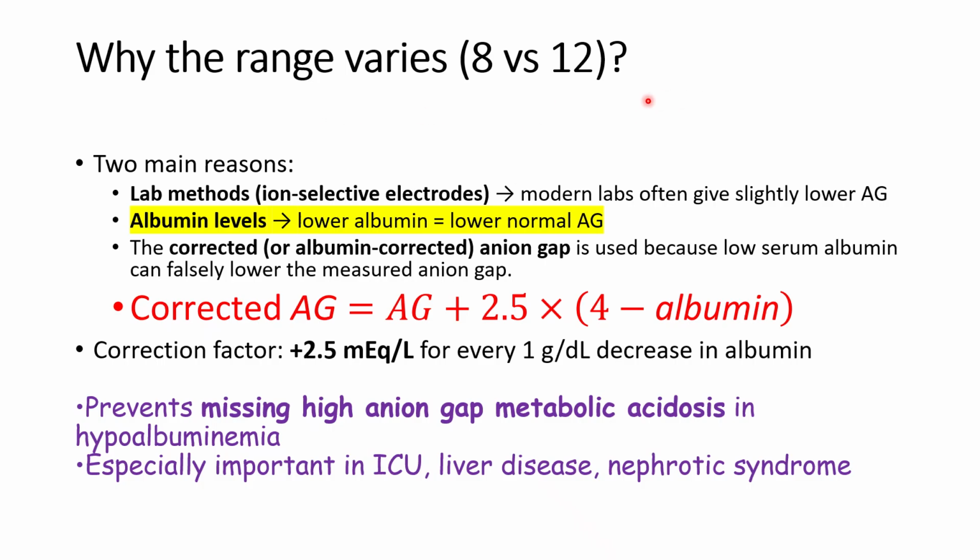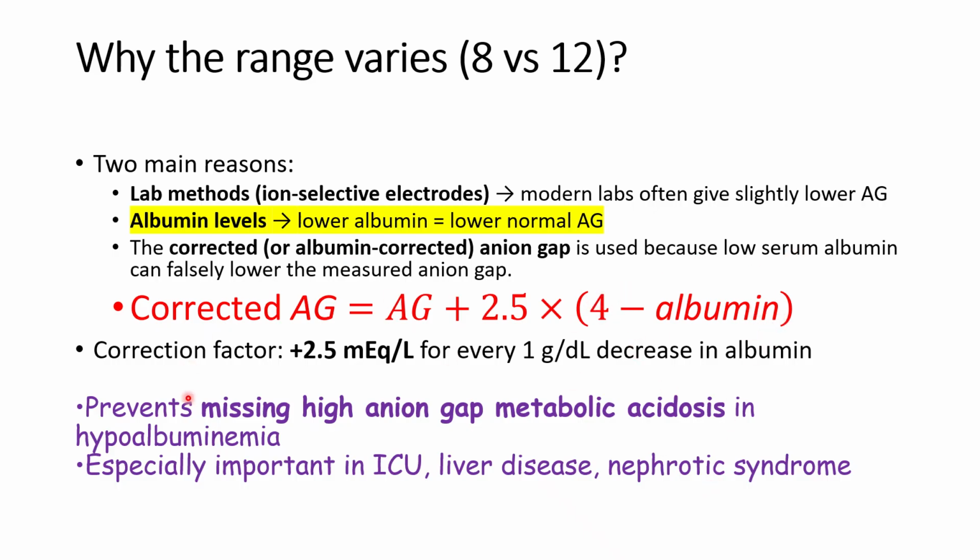Now, why is it a range of 8 to 12? It is because different machines have different ion measurements and that can yield different results. The second thing is varying albumin level. For albumin, you have to correct the anion gap because for every decrease in albumin by 1 gram per deciliter, the anion gap will decrease by 2.5 milliequivalents per liter. So the formula for corrected anion gap is the calculated anion gap plus 2.5 times 4 minus the lab value of albumin.